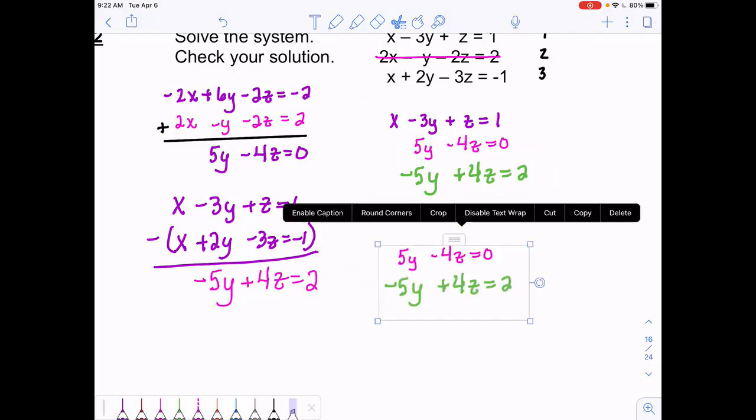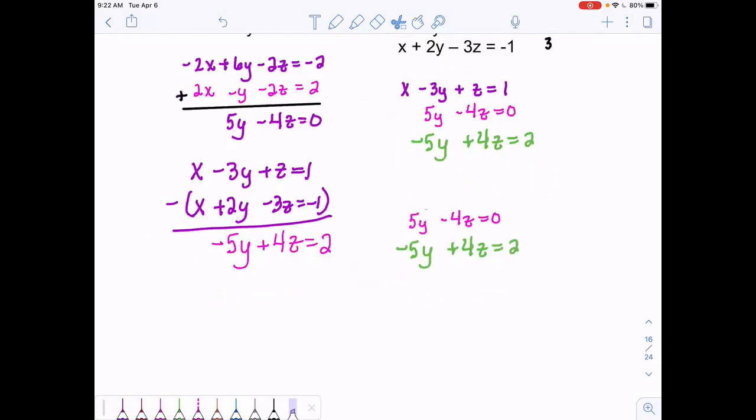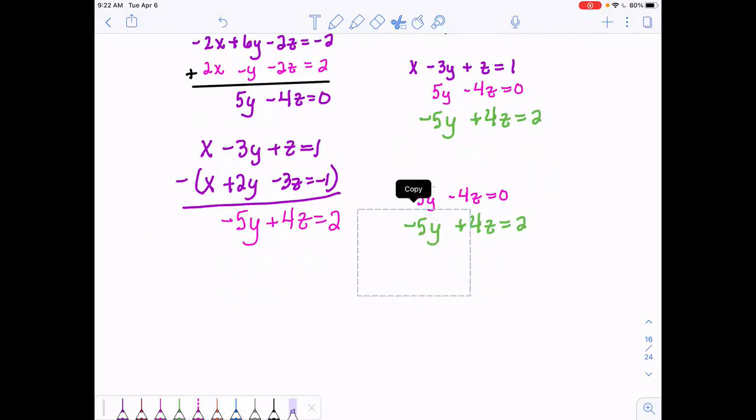So we're going to take those pair of equations. Those are our 2 results. And we're going to use them. And Gianna, when you add them together, what do you get? Careful. So we have 5y minus 4z is 0. -5y plus 4z equals 2. So if I add them together, yeah, you get 0 equals 2.